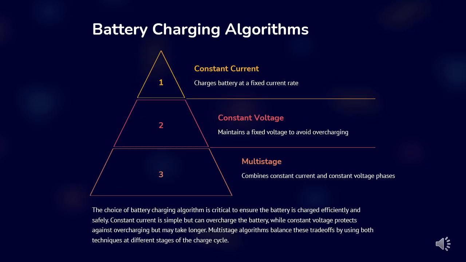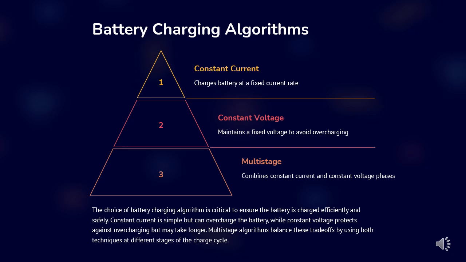Battery charging algorithms. Constant current charges the battery at a fixed current rate. Constant voltage maintains a fixed voltage to avoid overcharging. Multi-stage combines constant current and constant voltage phases. The choice of battery charging algorithm is critical to ensure the battery is charged efficiently and safely.